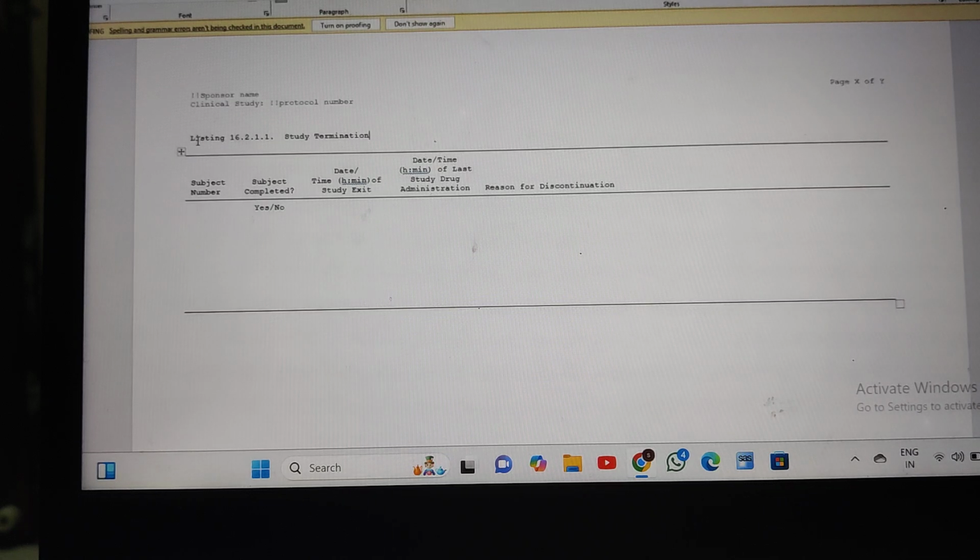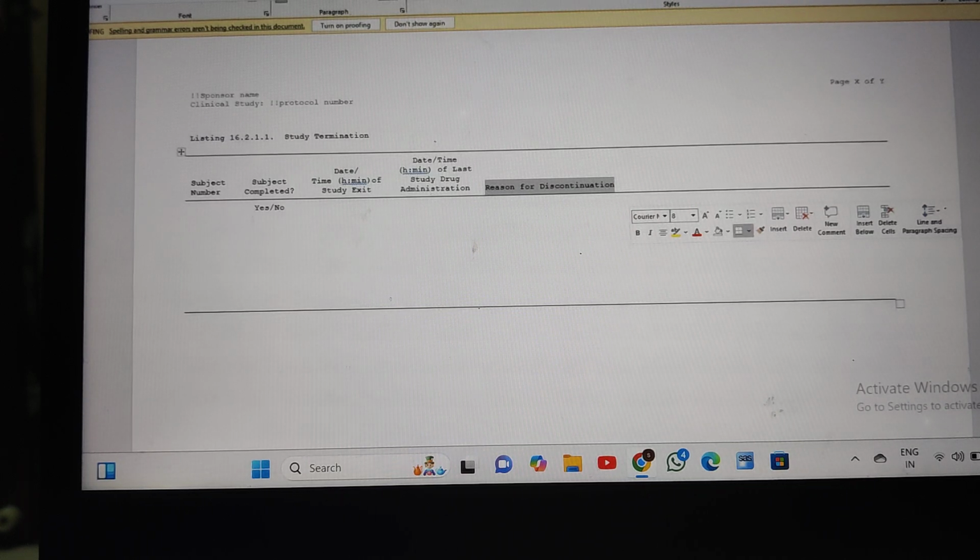For example, if you look at the study termination listing, we have to represent the subject number here, and then whether the subject completed the study or not, yes or no. The date and time of the study exit. If the study is completed, when did he complete the study, DSSTDTC here. Date and time of the last study drug administration, okay, what is the last dose of drug administration, RFXENDTC. The ADaM level will also have that. And then you can represent the reason for discontinuation: if the subject discontinued, what is the reason? That we have to represent here.